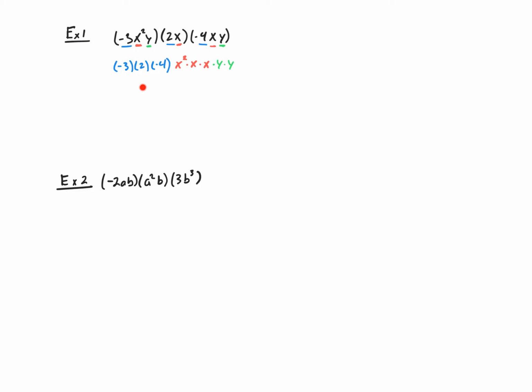Okay, so let's go ahead and come over here. Let's go and multiply these two together. Negative 3 times negative 4 gives me a positive 12 because they have the same sign. And then 12 times 2, or doubling 12, is going to give me 24.